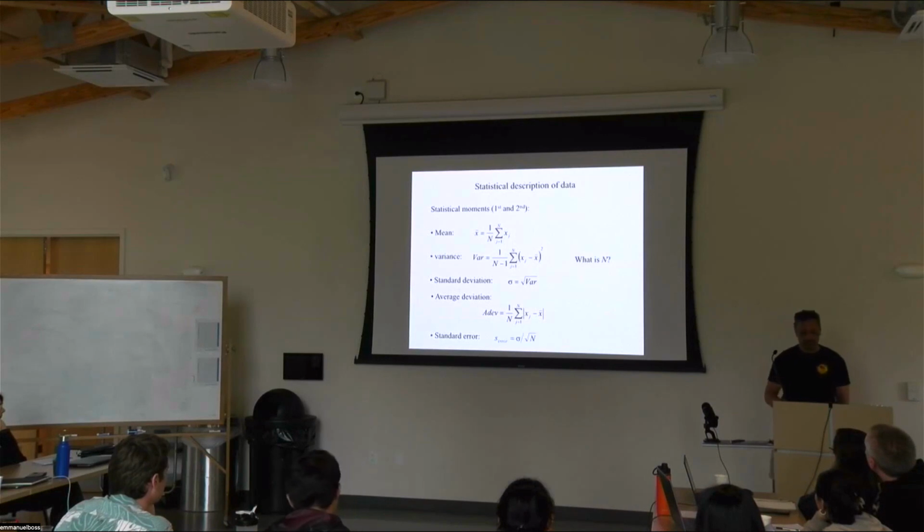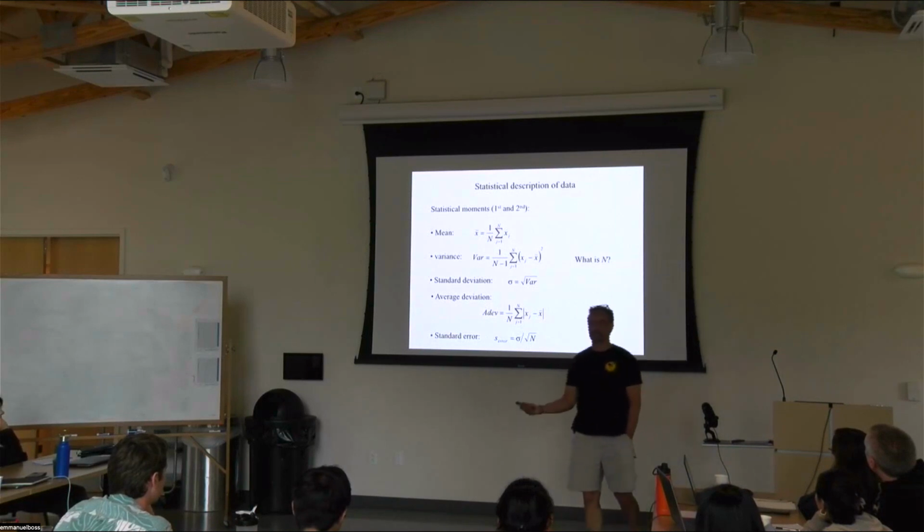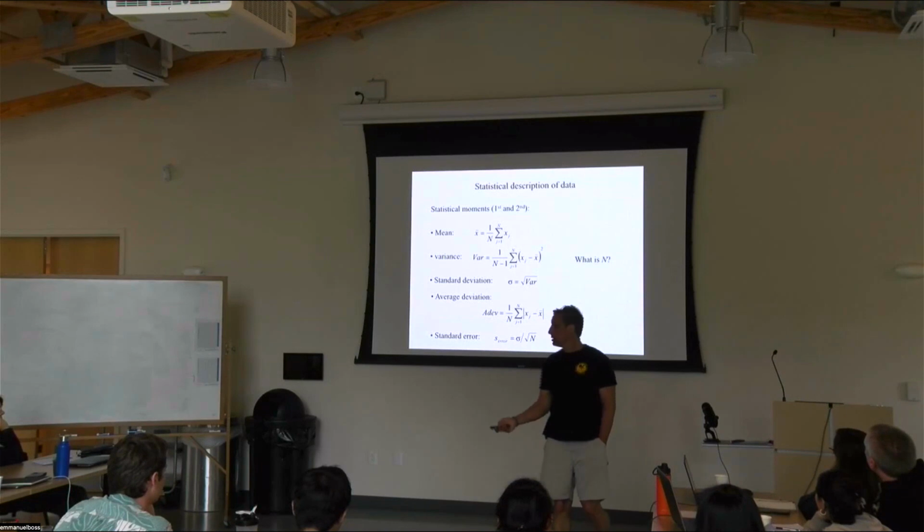Or standard error. Standard error is the standard error of the mean. It actually tells you that the more measurements you do, the more certainty you have about the value of the mean of the population.